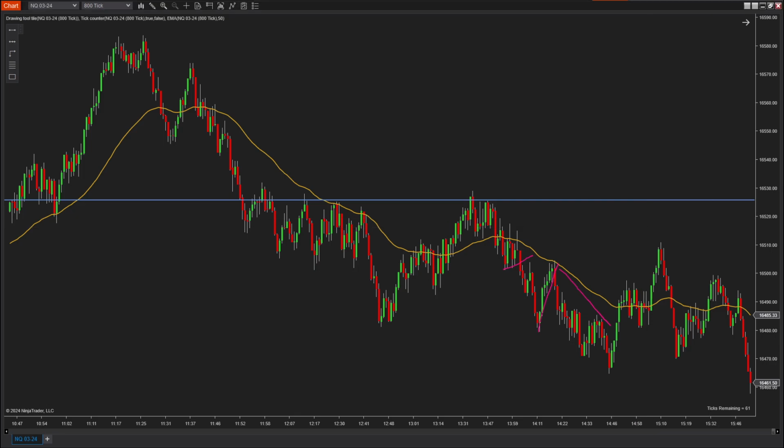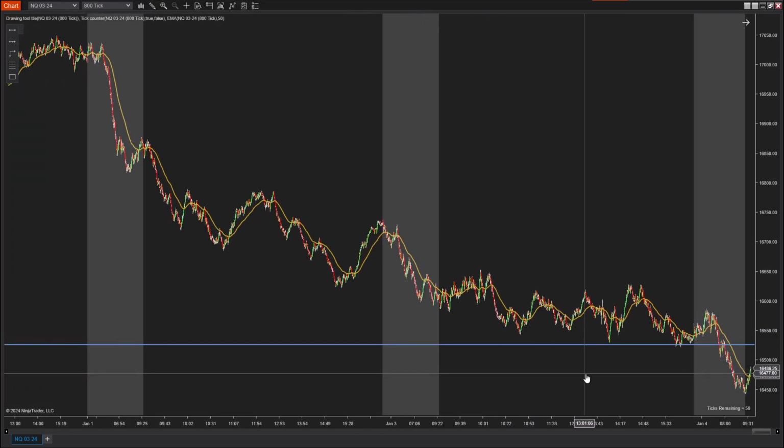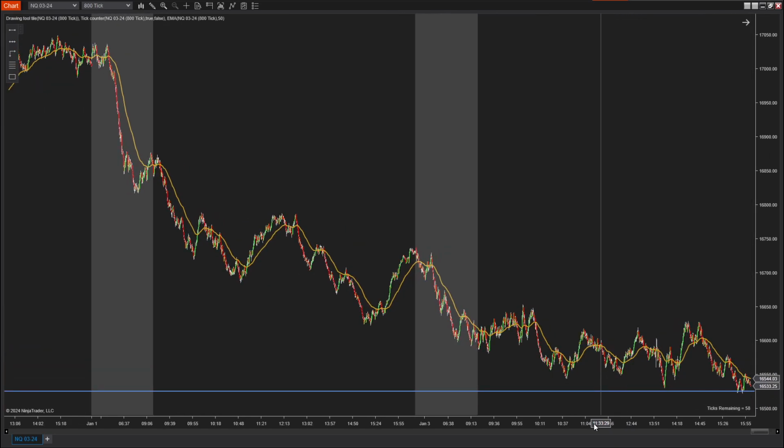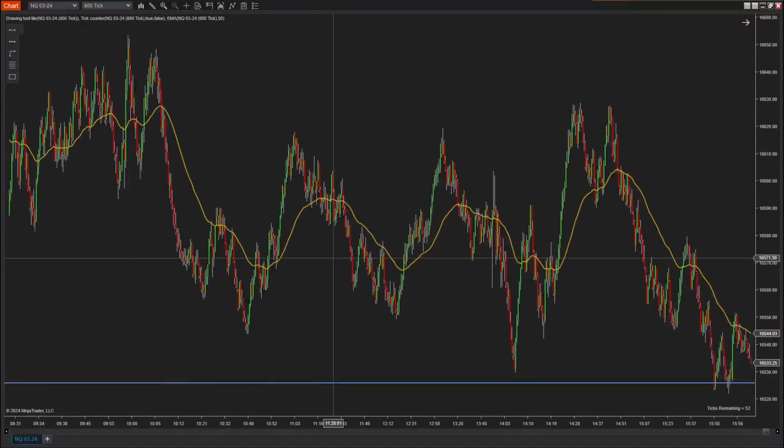So that really is all there is to it. I'll go over very quickly yesterday's price action as well because there's some really clean examples yesterday as well.